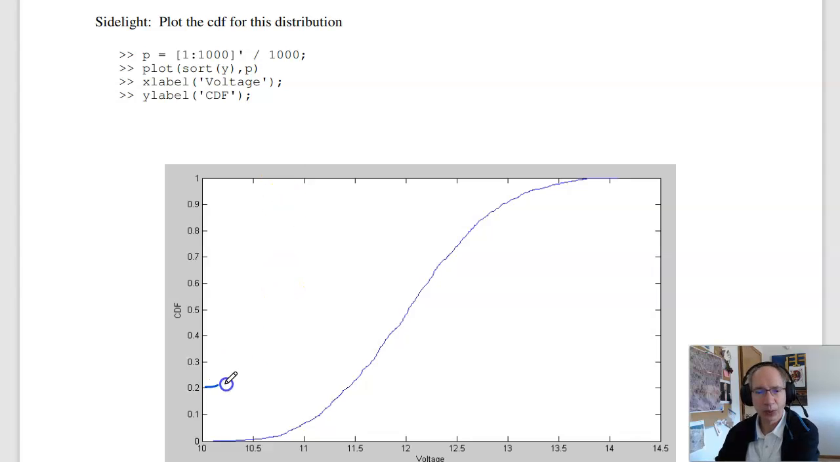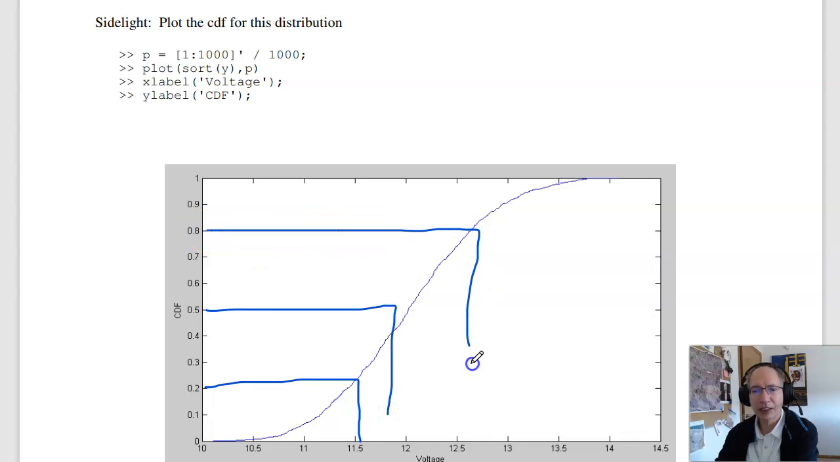So 20% of the voltages are less than 11.6, 50% are less than 12, 80% are less than about 12.7. There's your CDF. The challenge is to come up with a probability distribution function that has that CDF. We'll get to that when we cover Weibull distributions.